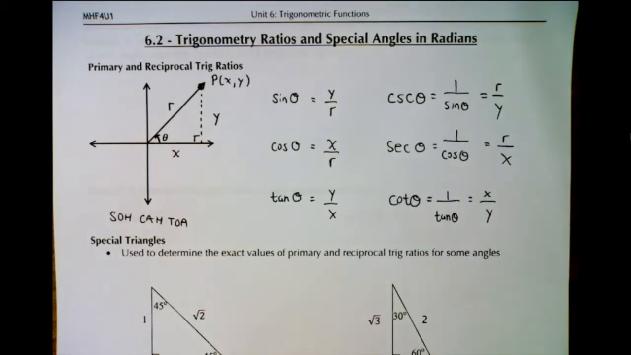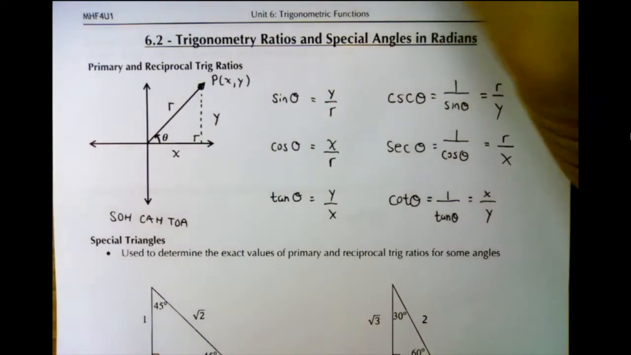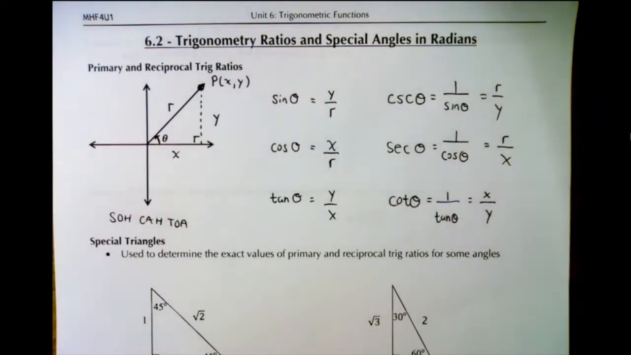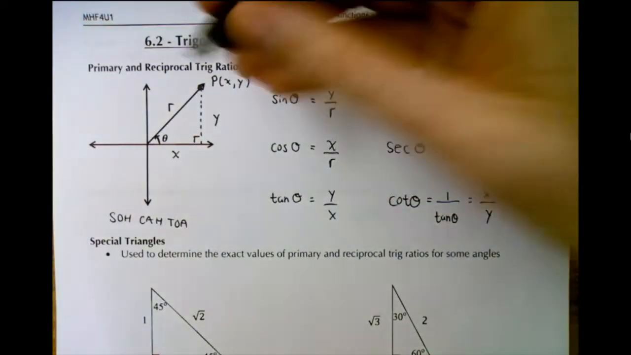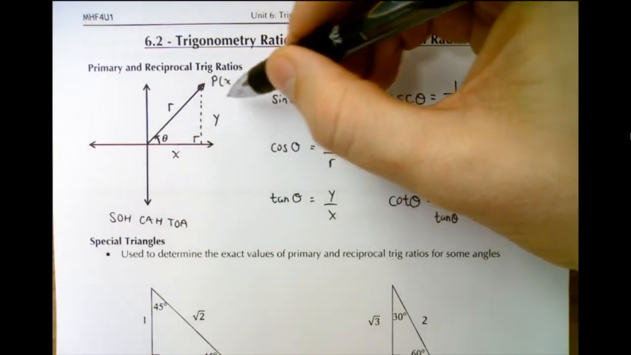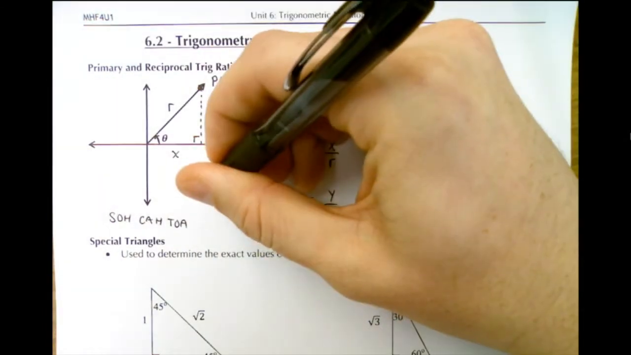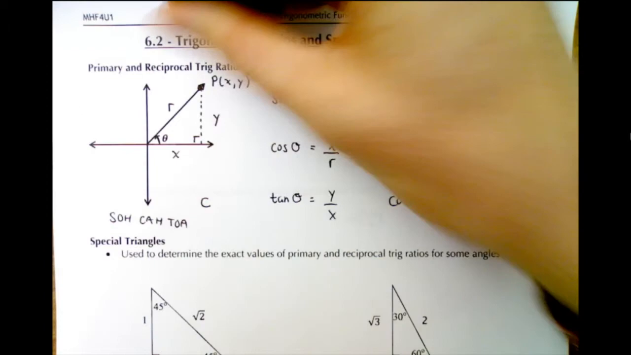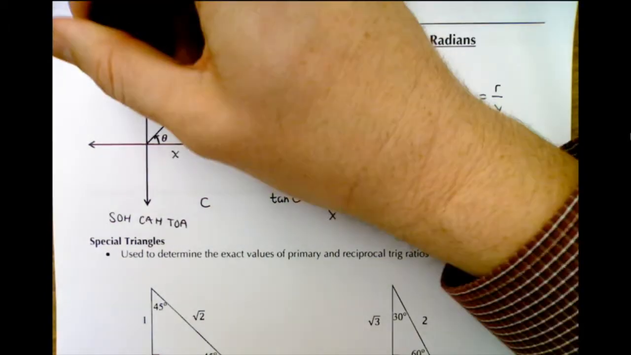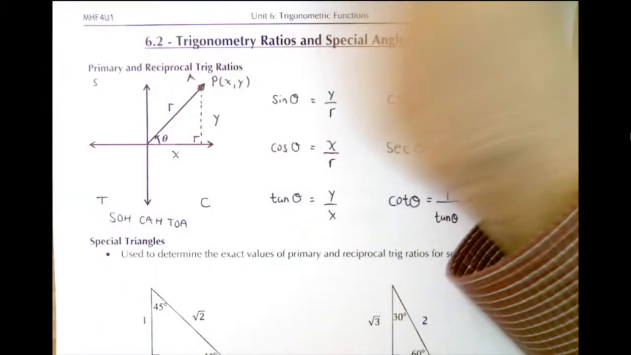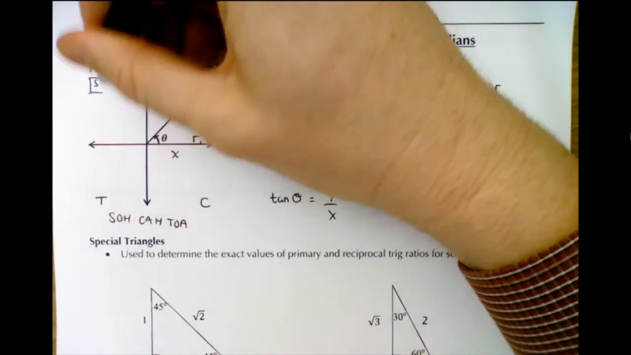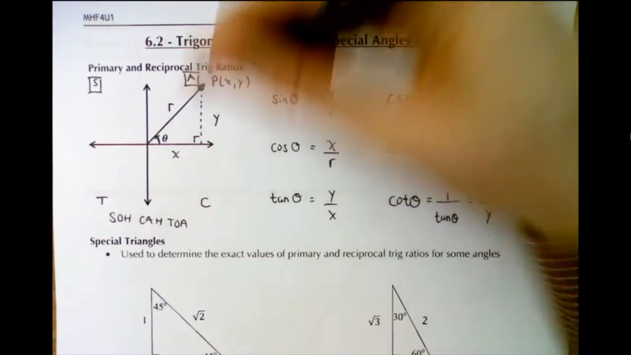And of course, we can consider the CAST rule as well, so just want to add on really quickly. The CAST rule tells you which trig ratios are going to be positive in which quadrants. So CAST is labeled from quadrant 4 and counterclockwise, so C-A-S-T. And these refer to your primary trig ratios only.